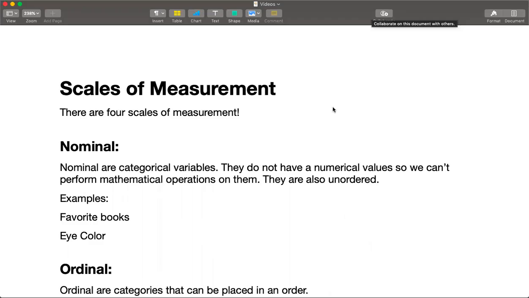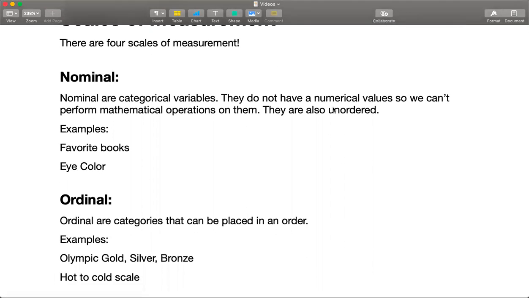Okay, in this video, we're going to take a look at scales of measurement. There are 4 scales of measurement, and the first one we're going to take a look at is nominal. Nominal are categorical variables, so that means that there's not a numerical value assigned to it, so we can't perform mathematical operations on them, so we can't add, subtract, multiply, or divide using these.